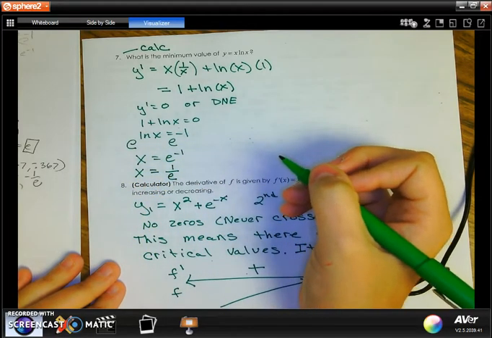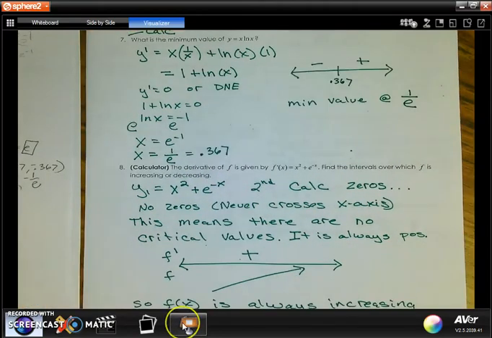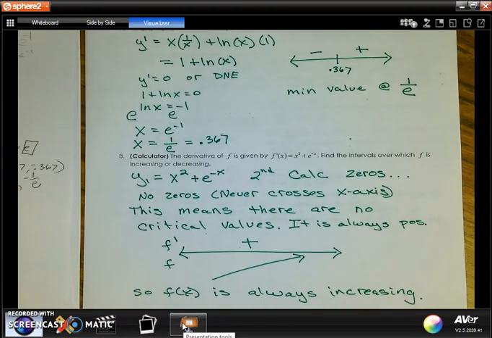Now this is where I would say you'd need the calculator. So if you type that in your calculator, you get this, and then you do the sign chart, and there you go, the end.